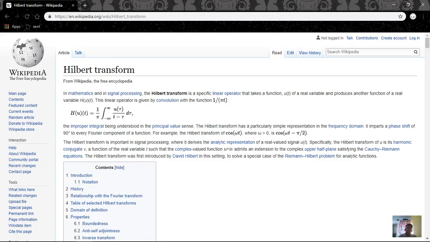Hello friends, welcome to the 7th experiment of our DSP lab. In this experiment, we are going to see the application of Hilbert transform.